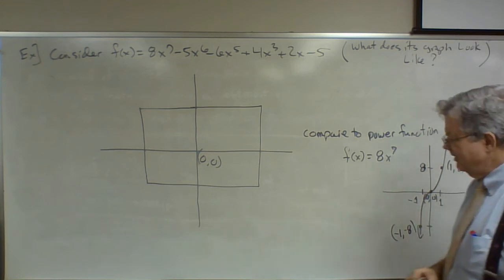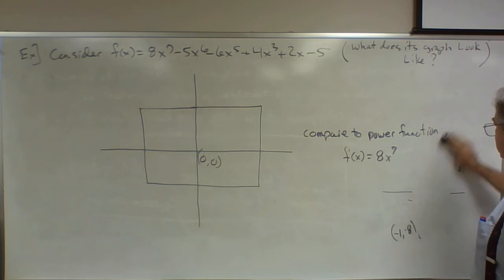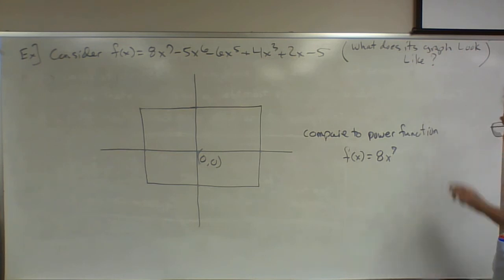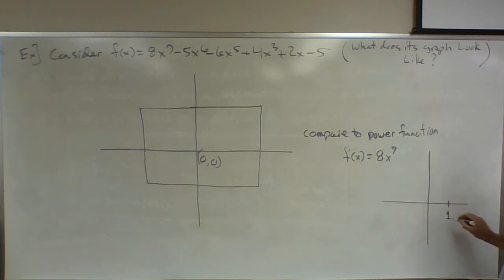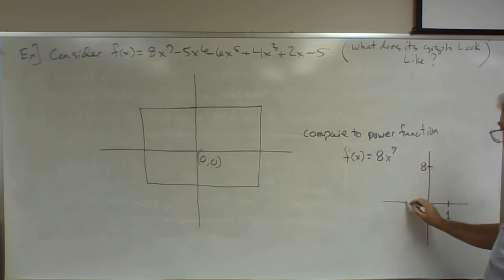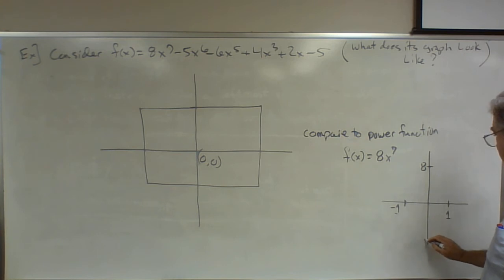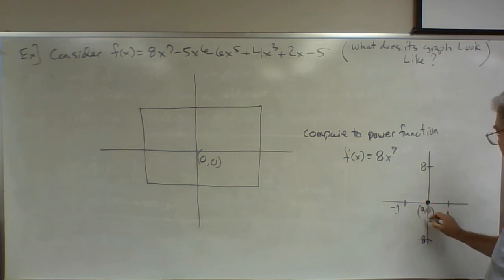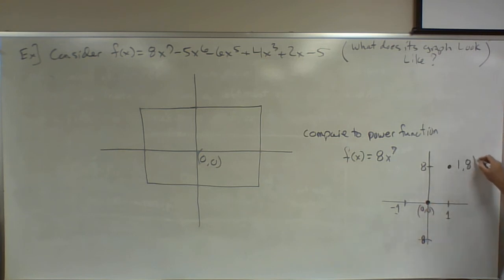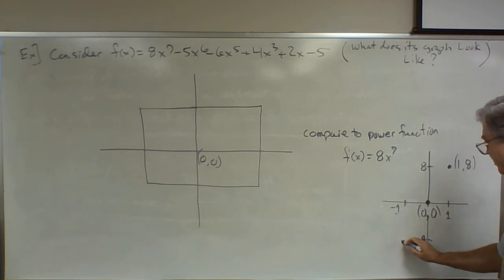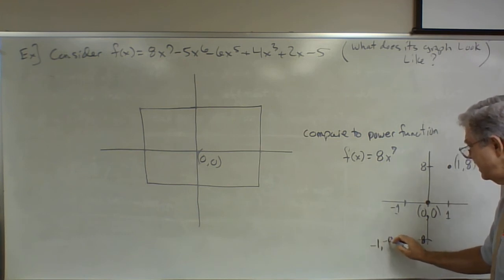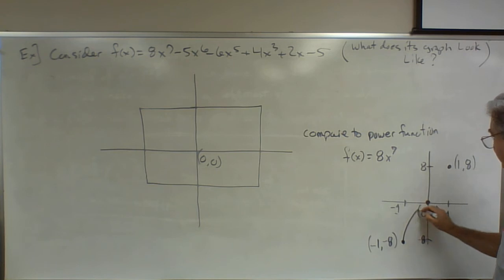You know what? Let me draw a slightly better graph than that. I'll just change the scale on the x-axis to reduce the clutter. Here's 1. Here's 8. Here's negative 1 and negative 8. 0, 0 is on the graph. 1, 8 is on the graph. And negative 1, negative 8 is on the graph. And we know the graph looks like this.